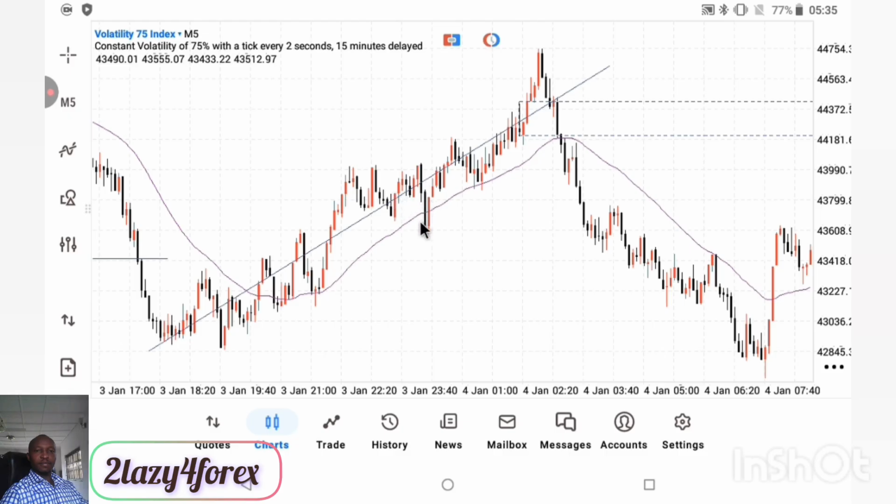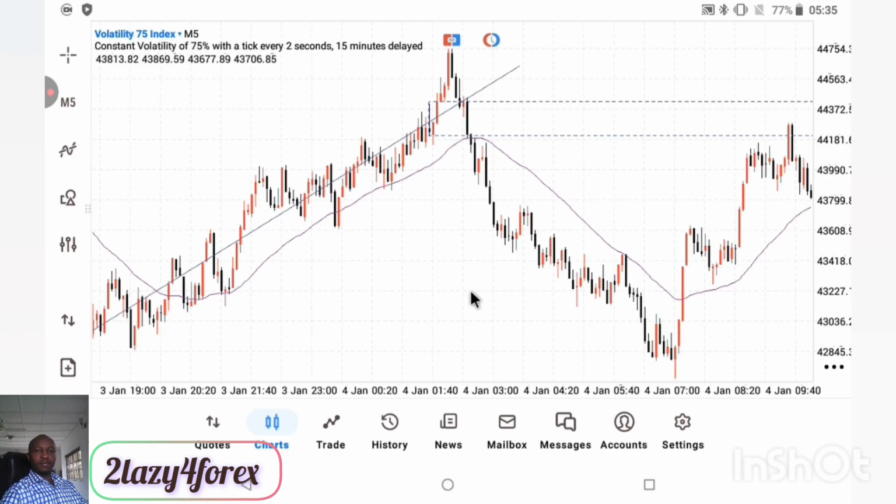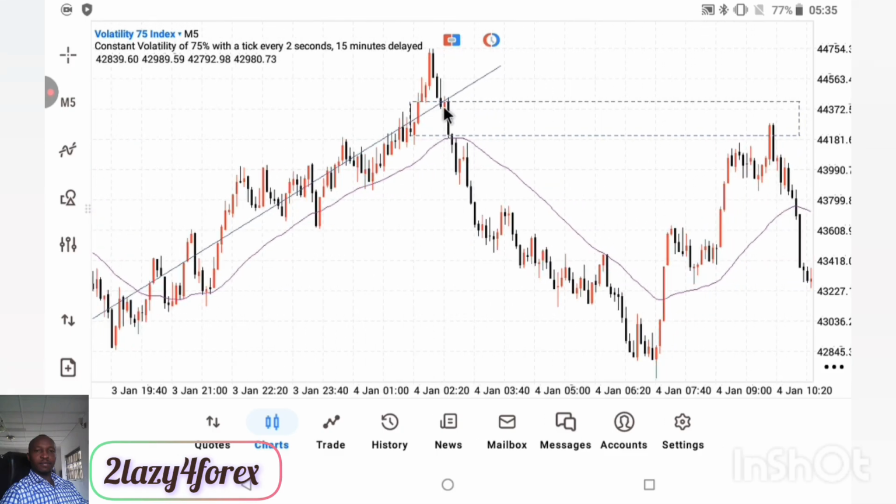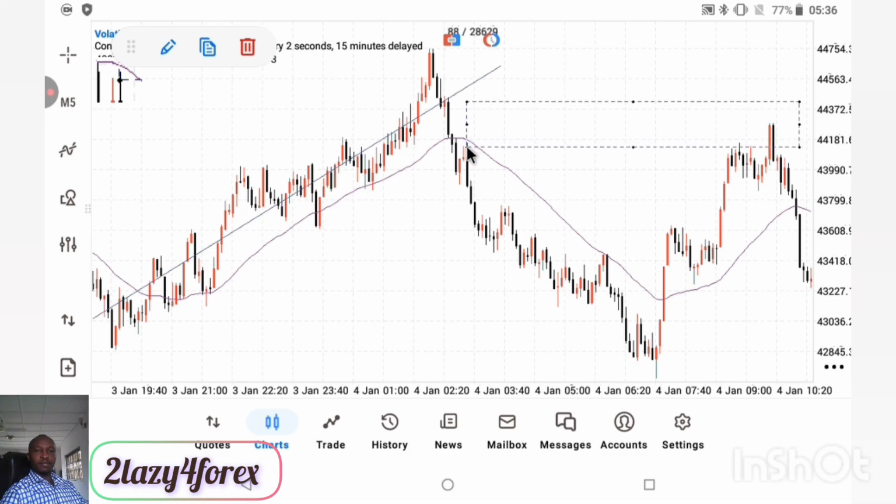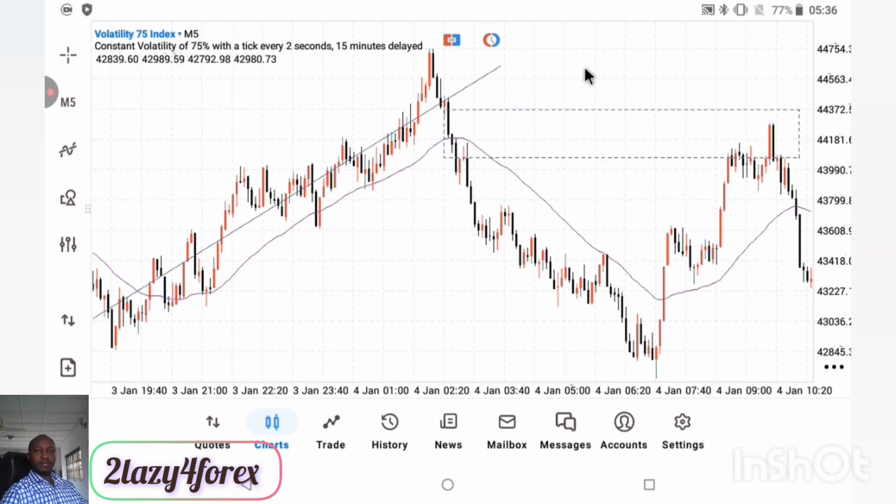So price broke below here, but there was no lower low, so price still went ahead. So price broke below here and created a lower low. Like I said, wait for price to come back. So like my strategy, I expect price to come into either this place or this place. That's the video for that.